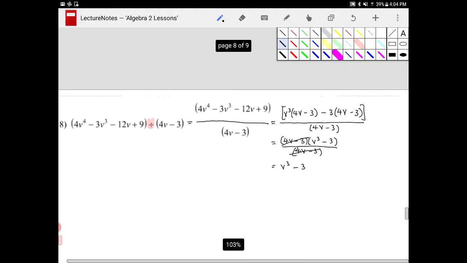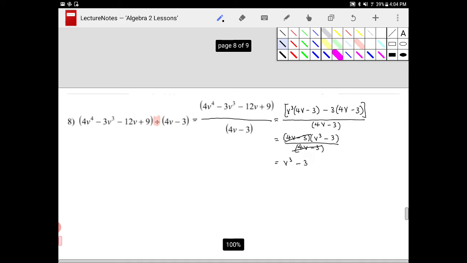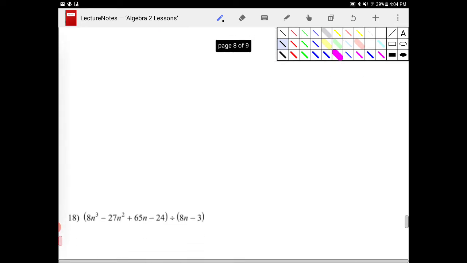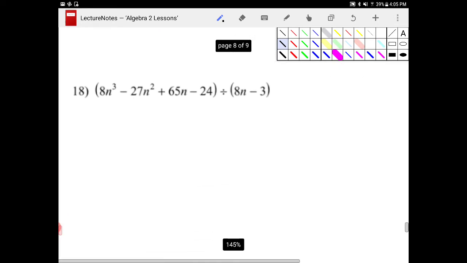If you are unable to recognize that immediately, that is okay, because you have another trick up your sleeve, and that is you can perform long division. If you're asked to reduce this, and you don't see that 4v minus 3 is in fact a common factor with the numerator, then you can perform a long division, which I am going to demonstrate with this example here.